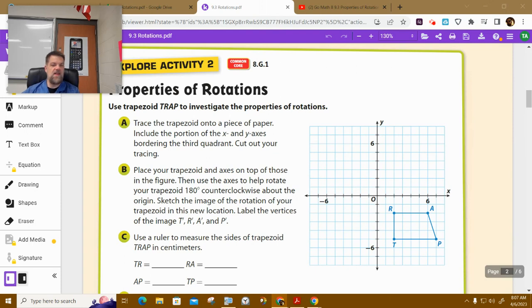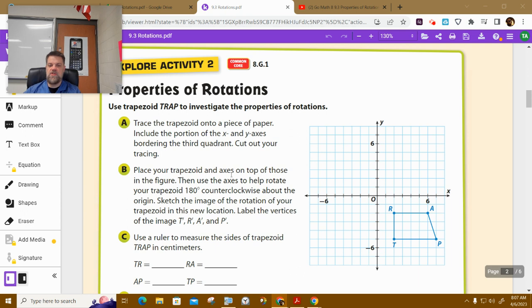Okay, so anyways, let's pick up where we left off. What they're asking us to do is trace the trapezoid onto a piece of paper, include the portion of the X and Y axes bordering the third quadrant, and cut out the tracing paper. Now remember, we're not going to do that because you can't do it on the PSAT. It is kind of a fun thing to do. Maybe we'll do it as a separate activity towards the end.